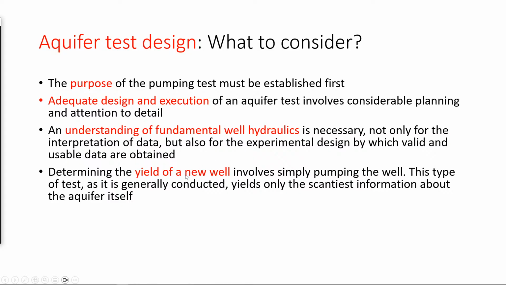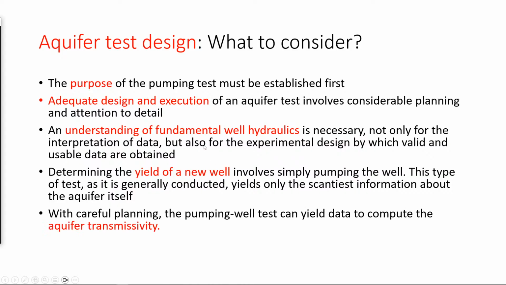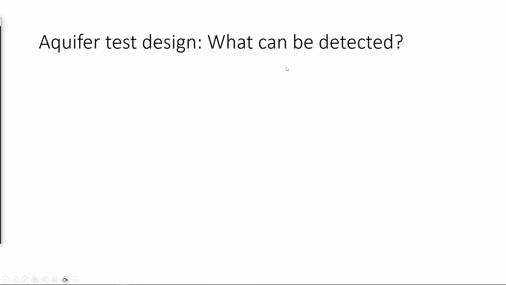And then again, if you just drilled a new well and you kept pumping it, that will tell you about the yield of the new well. But if you carefully conduct a pumping test where you are measuring drawdown with time, or drawdown with distance, if you have multiple observation wells, then you will not only know the yield of this new well, but you can also know the aquifer transmissivity or hydraulic conductivity. And you can also know the general type of the aquifer. Okay, so what can be detected?